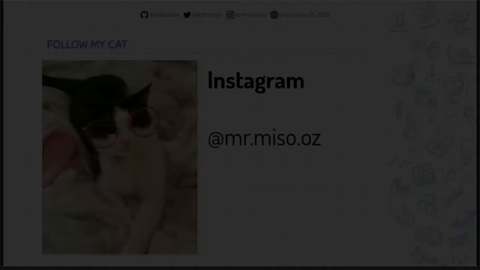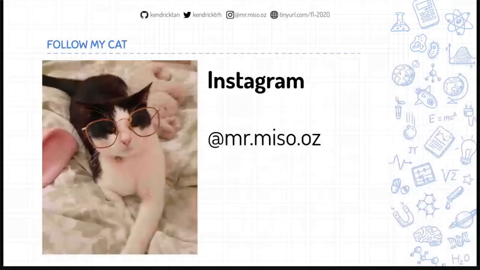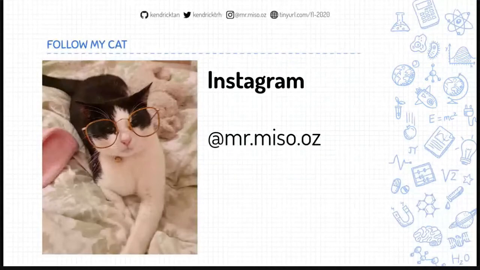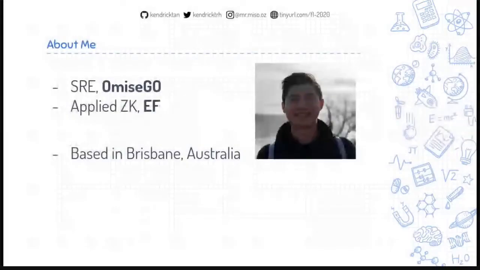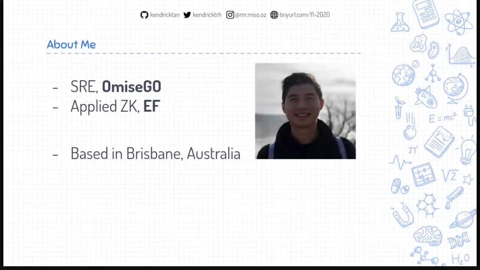This is a very, very important slide, so please pay attention. My cat has an Instagram at mr.miso.oz. Please follow him. I'll be very, very grateful for everyone who does. About me again, I'm an SRE at OmiseGO, and I've previously worked for the Ethereum Foundation on the Applied Zero Knowledge team, and I'm currently based in Brisbane, Australia.